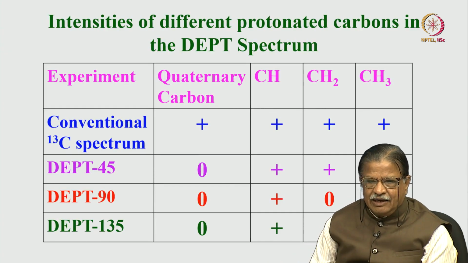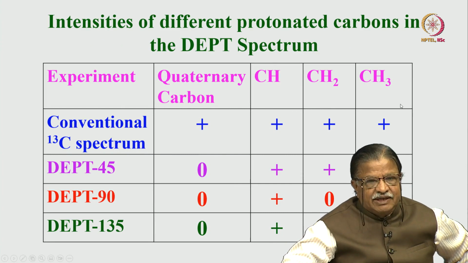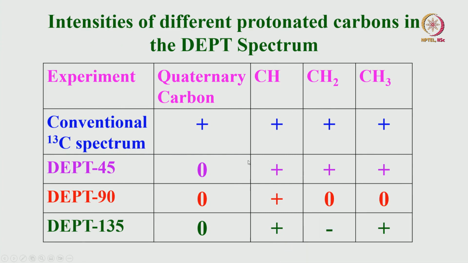This is the table I have prepared for you. This is a conventional spectrum, all carbons are positive intensity. If you do DEPT 45, you do not see quaternary carbon because there is no polarization transfer. There must be a directly attached proton on the carbon. So, all others are positive. If you go to DEPT 90, only CH is positive, all others are 0 in intensity. If you do DEPT 135, CH is positive, CH2 is negative, CH3 is positive. That is all we have to remember.